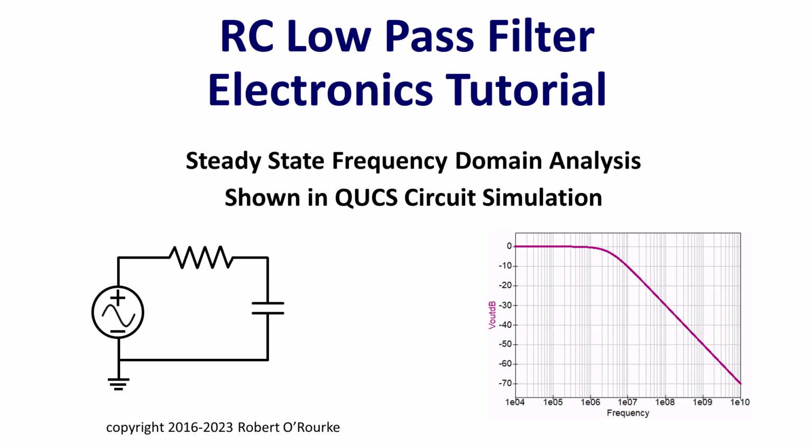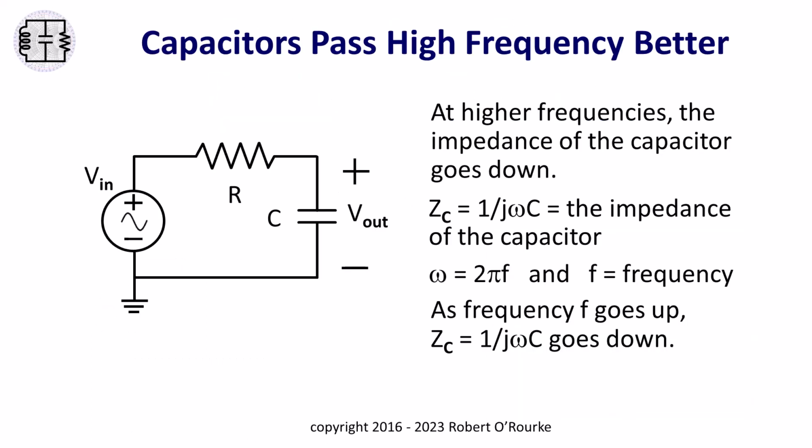This electronics tutorial explores the steady-state frequency domain response of an RC low-pass filter circuit. The analysis is done in the QUCS simulator. This is a companion tutorial to the QUCS Getting Started simulation tutorial, which creates the RC low-pass filter simulation. We're looking at AC circuit behavior driven by a sinusoidal voltage source input. The voltage source will be swept over frequency.